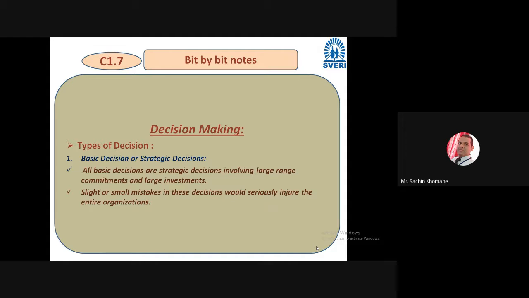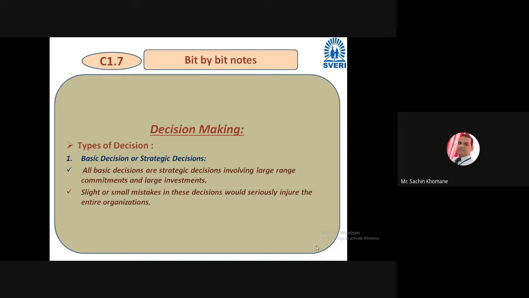A large range of commitments means, for example, you have given a commitment to Tata Motors that I will give 1000 castings of your alloy wheel per day. This is a commitment, and suppose it is for 10 years. So that is a large range of commitment. You are committing a large amount of product, like I will provide so and so component, so and so alloy wheels every day, per month, per year. For that purpose, you should have large investment. And such decisions are called basic decision or strategic decision.